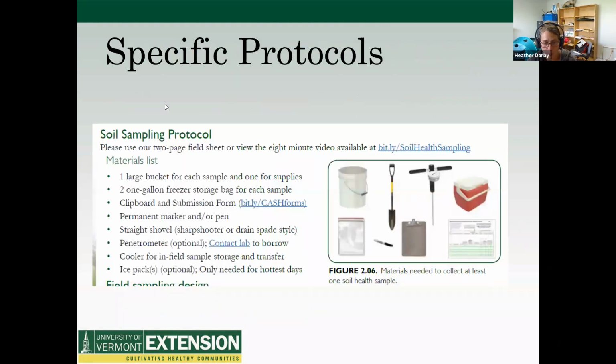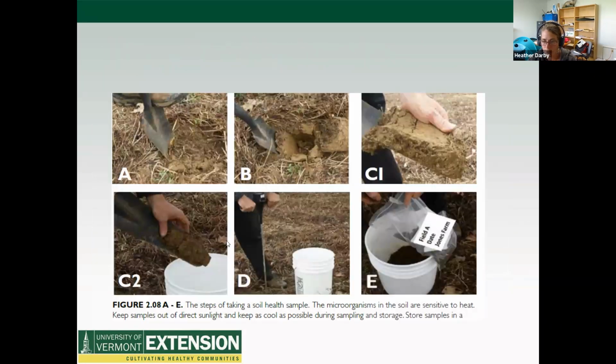So again, these specific protocols, I'm not going to go into this, but they do exist and they're important. Okay, and how you take the samples, all of that is very important to having those results that you can look at that are meaningful, and then you're able to use those over time.